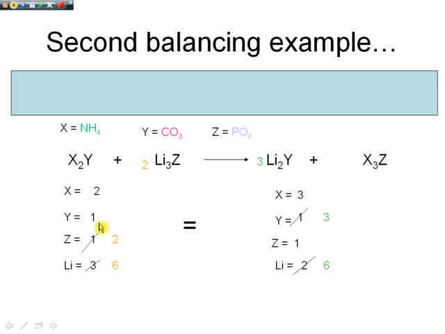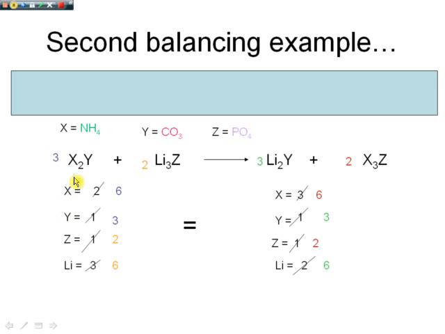So I want to fix that by giving myself, I'm sorry, we're going to change lithiums now to 6 as well. So I can put a 2 in front of Li3Z, which gives me 6 lithiums, and now it gives me 2 Z's. So now I have 2, 1, 2, 6. I have 3, 3, 1, 6. Now obviously I need to fix that situation. So I'm going to put a 2 in front of the X3Z, which gives me 6 X's. Again, the least common multiple between 3 and 2 is a 6. And in effect, I also then change it to 2 Z's. So now my Z's are balanced, my lithiums are balanced.